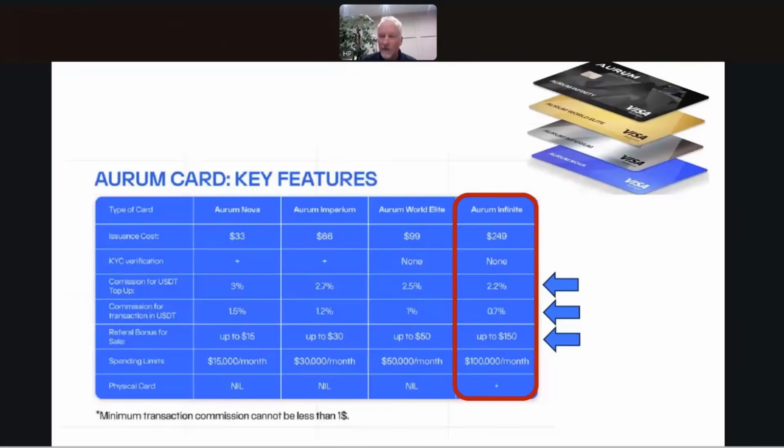Let's talk about the card. I want to talk about the Infinity card in particular. There will be 4 versions available: $33, $66, and $99. These are virtual cards. The AURUM Affinity card is $249. It requires no KYC. These cards do need KYC. These ones don't. These ones have the lowest loading fees, the lowest transaction fees, the highest commissions, and the biggest limits. So if you ever wanted the best house, the best car, the best holiday, the best watch, the best card, you go for the Infinity.